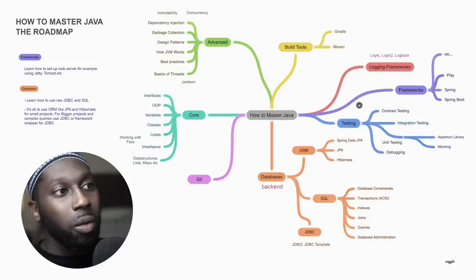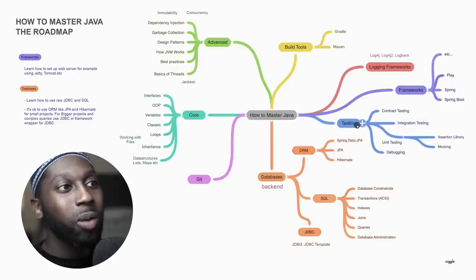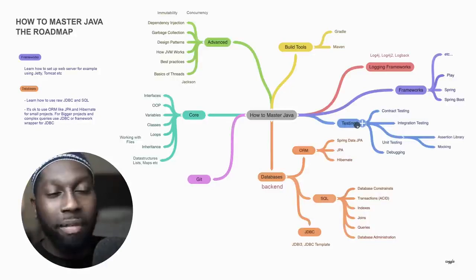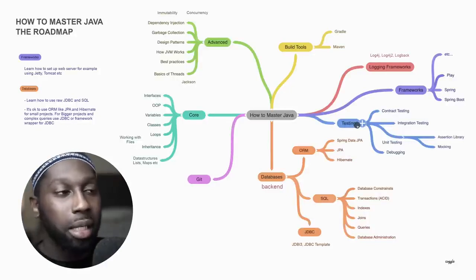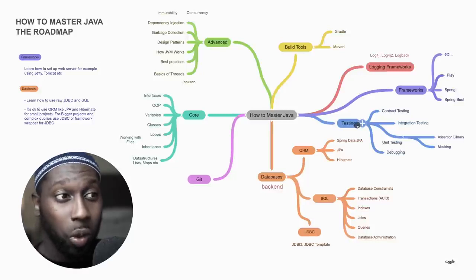Then I would say testing. Before I move to frameworks, I'll say testing. It's very important. Never write a single line of code without testing it. There are lines of code that don't really make sense to test, for example getters and setters, you shouldn't be testing those. But business logic, make sure to test it.